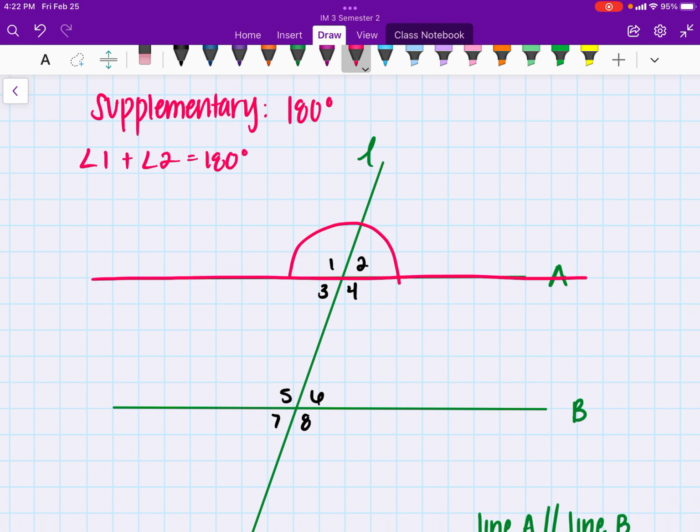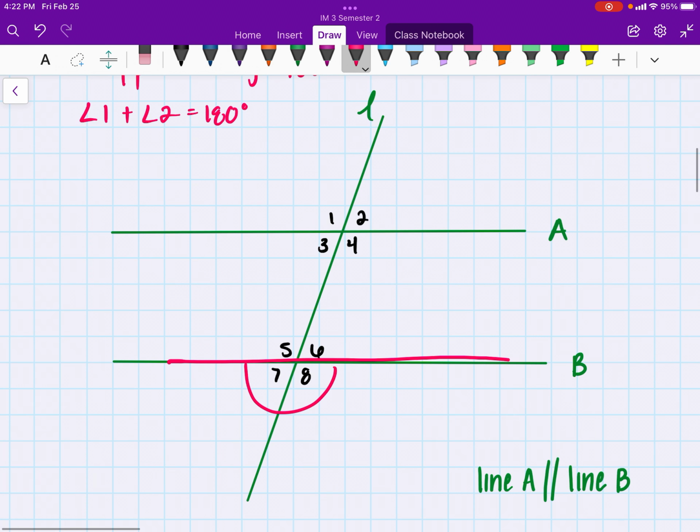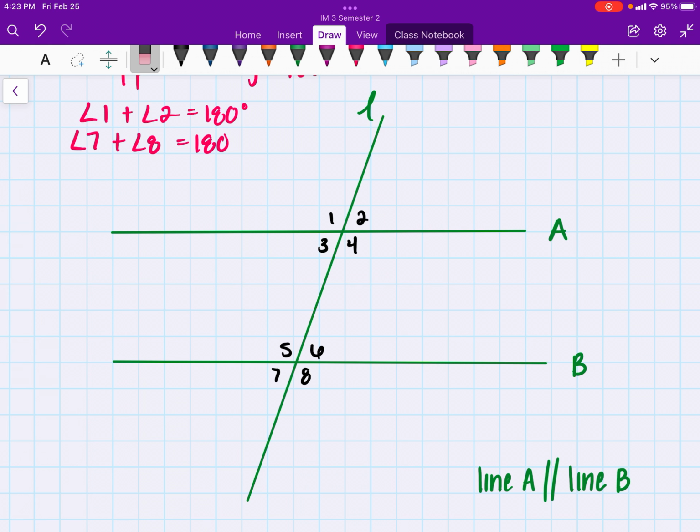In this case, we actually have multiple. After that one, I could also say that angle 7 and 8 are also supplementary. So let's say angle 7 plus angle 8 is 180. We could also say, guys, that angle 2 and 4 is also one. If we do angle 2 and 4 here, once again, they form a line and they add up to 180. So angle 2 plus angle 4 is also going to be 180.